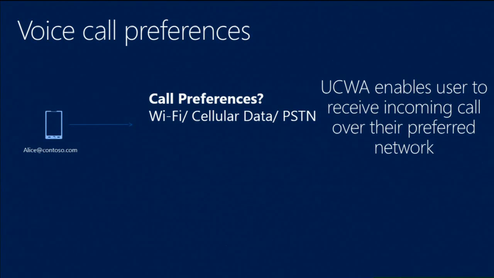Something about the VoIP call preferences. We find three different modalities: Wi-Fi, cellular data like 3G or LTE, and PSTN. We do not support handovers. So if you're on Wi-Fi and you go to cellular data, that doesn't work. Cellular to PSTN doesn't work. You need to rebuild your call. Is this a problem? No. Is it inconvenient? Yes. Is this the same with every vendor out there? Yes.